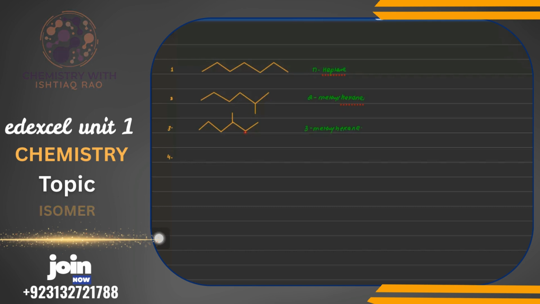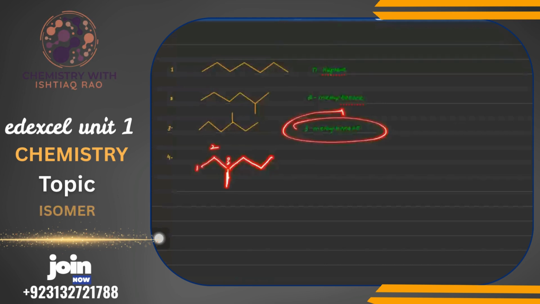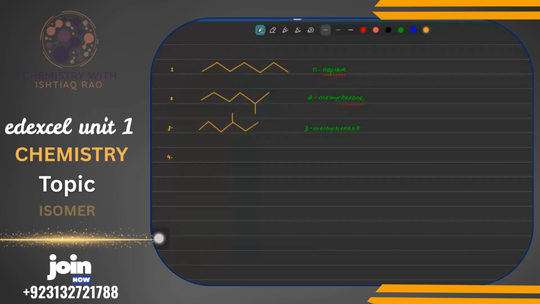I cannot draw this one. You know why? Because if you count one, two, three, again it's going to be 3-methyl, so it's not possible. Again, I'm saying that the name should be different, the structure should be different, but the molecular formula should be the same.